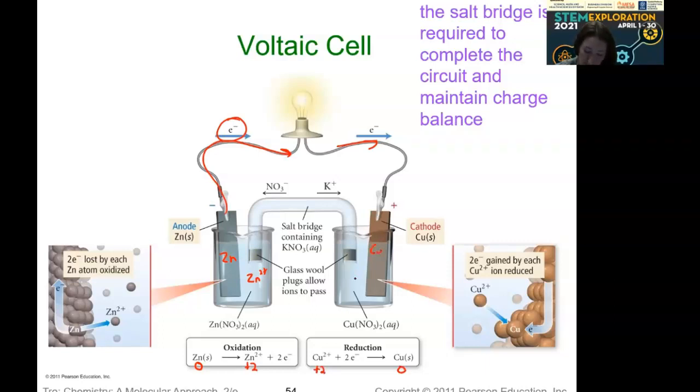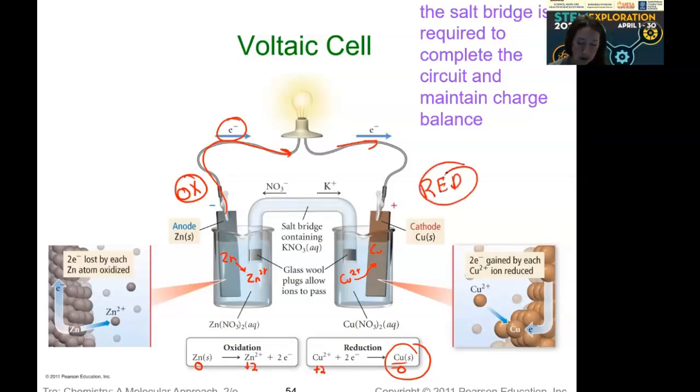Here is our copper. I'm trying to make it 2 here. Here's our copper gaining electrons, right? And again, this is going to increase mass because the electrons are going from here and creating more of our copper, versus here, it's the opposite. It's going from zinc to zinc 2 plus, right? This is our oxidation. This is our reduction. This is our cathode. Well, I have it written right there.